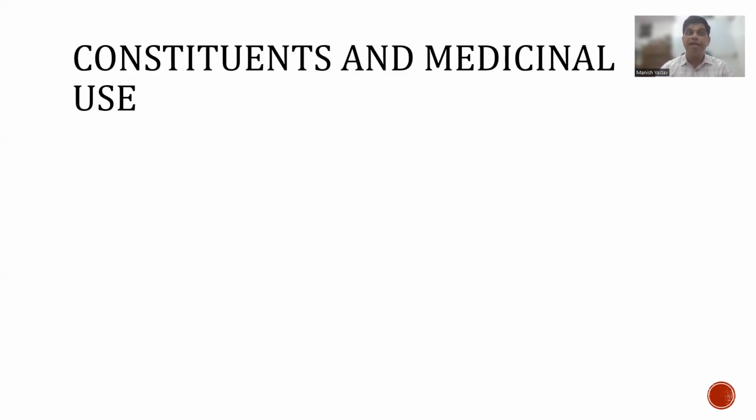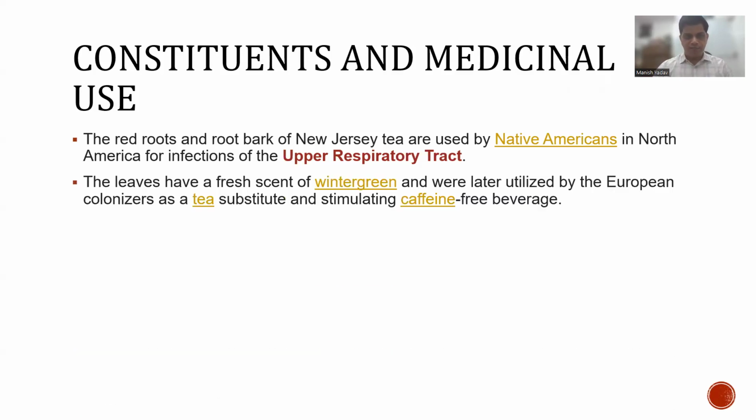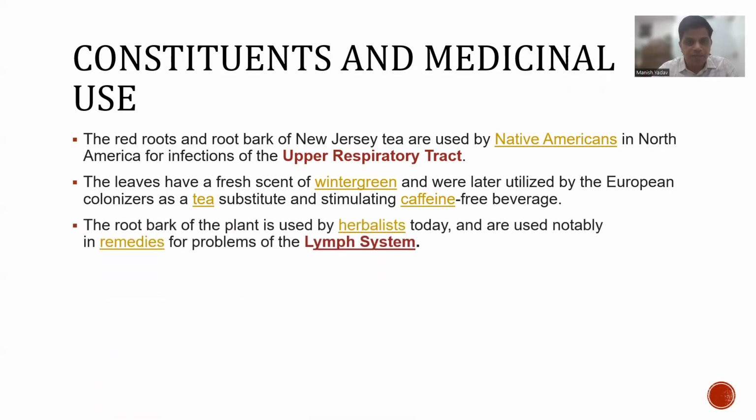What are the constituents and medicinal uses? Before homeopathic uses, how has it been used and what are its medicinal constituents? Red root, or the root bark of New Jersey tea, was used by Native Americans in North America for infection of the upper respiratory tract. The leaves have a fresh scent of wintergreen and were later used by the European colonizers as a tea substitute or stimulating caffeine-free beverage. So it is being used as a tea.